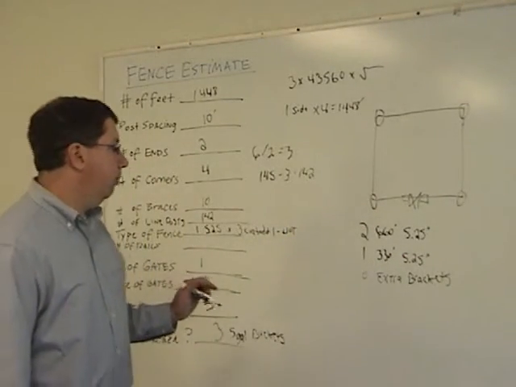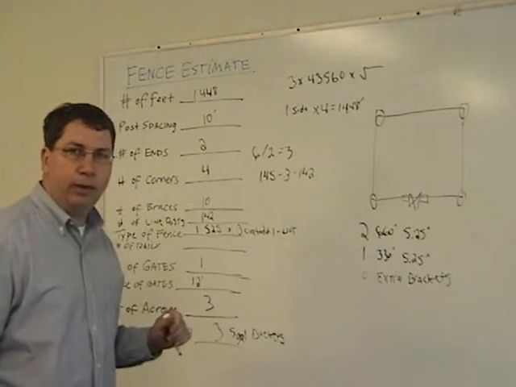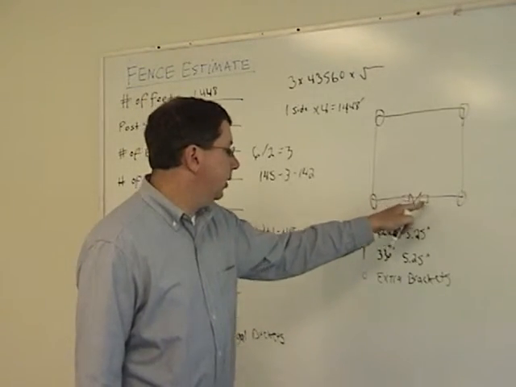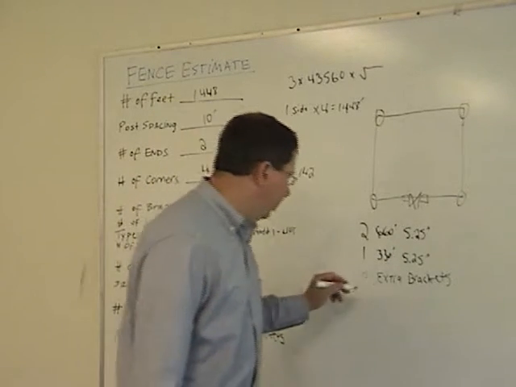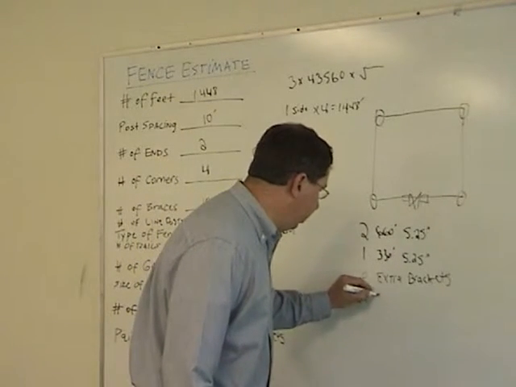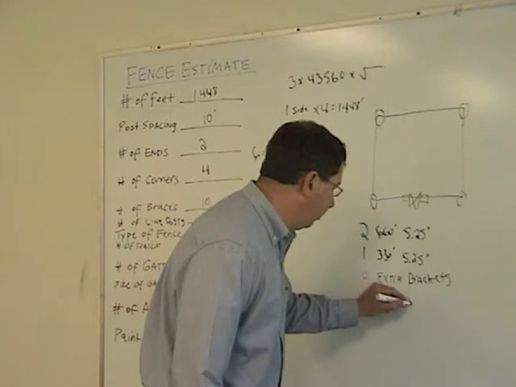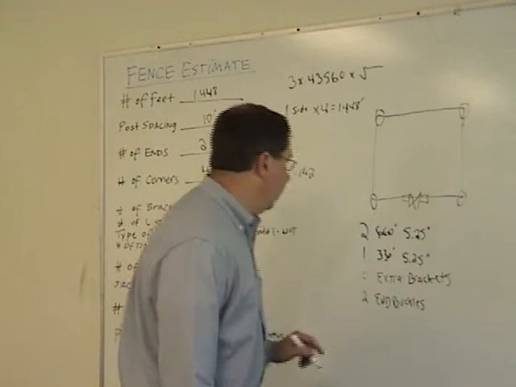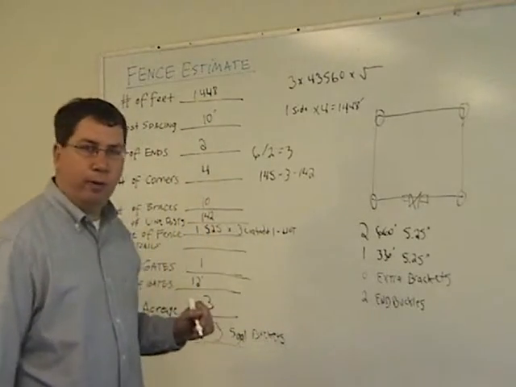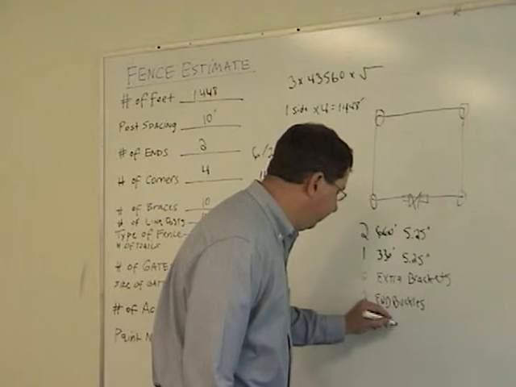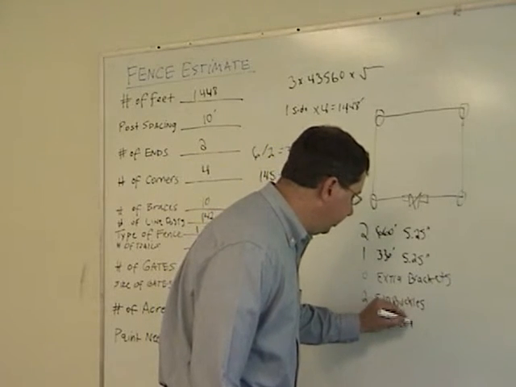Now, we need to figure our end buckles for where we start and stop with this fence. And I basically have one start and one stop. So we're going to have 2 end buckles. And I figure a splice buckle for every roll of fence, so we'll throw in 3 splice buckles.